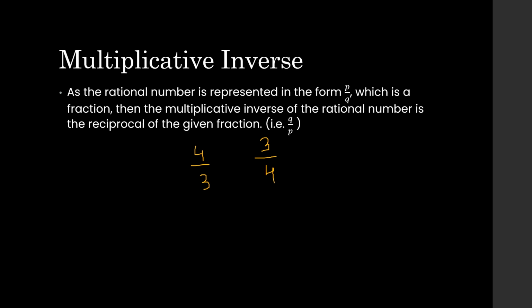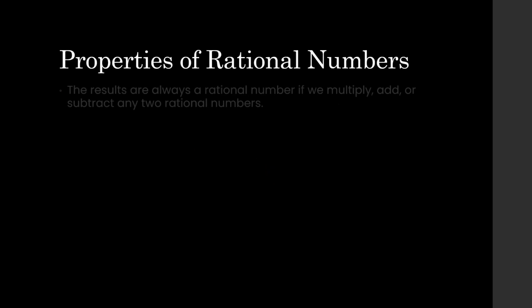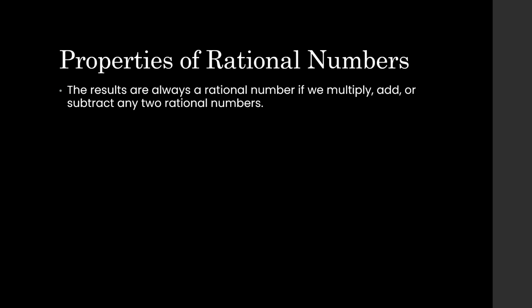Okay, so let us discuss the properties of rational numbers. The result is always a rational number if we multiply, add or subtract any two rational numbers. For example, when we add 2 upon 3 plus 3 upon 2, whatever result we get is also a rational number. When we multiply two rational numbers, the result is also a rational number.